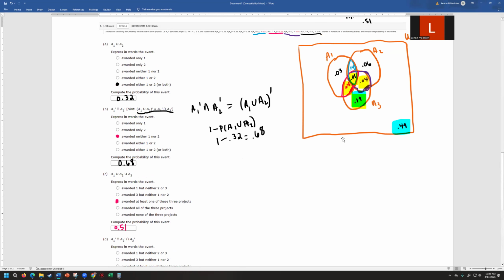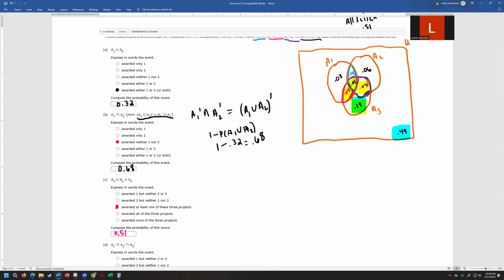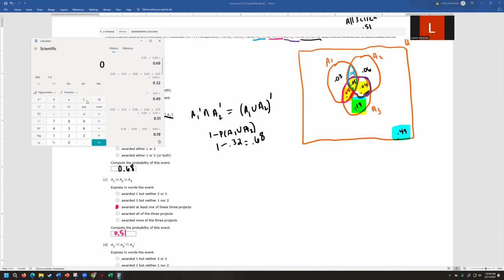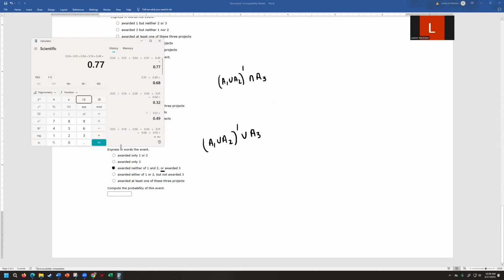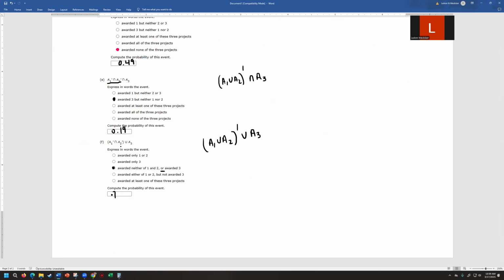Okay, so let's go up here and look. So if you're doing an or, you're actually adding all of the highlighted pieces. We just don't add the 0.19 twice because it's already counted once. So we're adding this region, this region, this region, this region, and this region, okay? So let's get our calculator. So since we're doing an or this time instead of an intersection with the A3, we're going to include all those pieces. That gives us 0.77. All right, and that's the end of number 4.